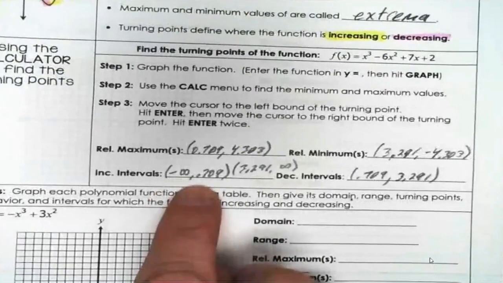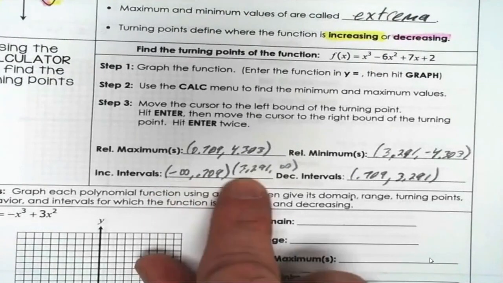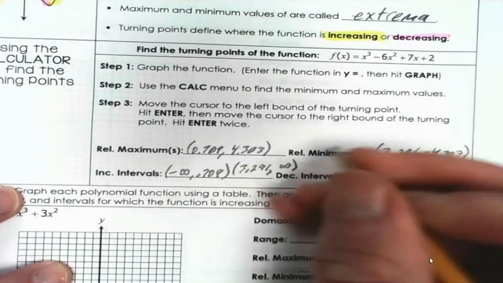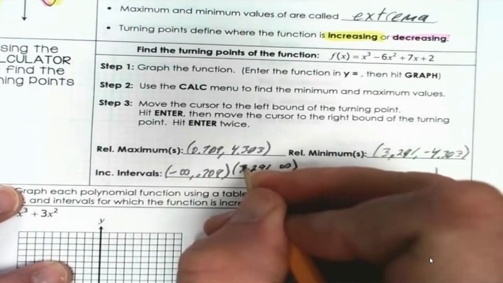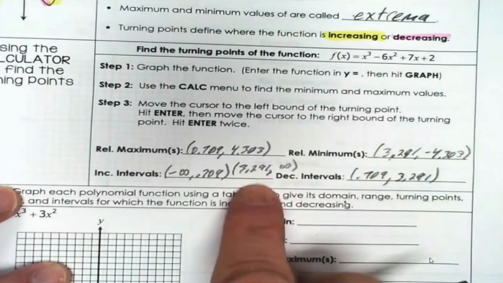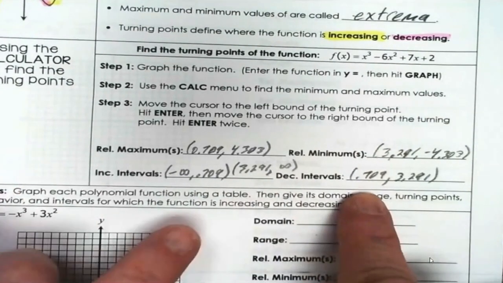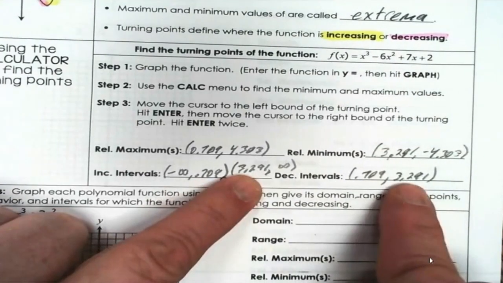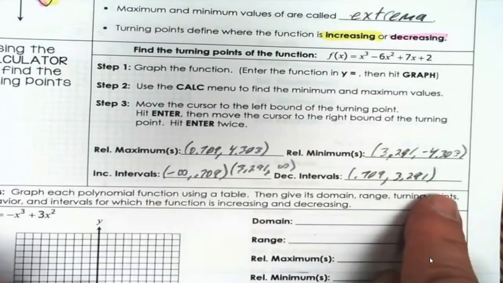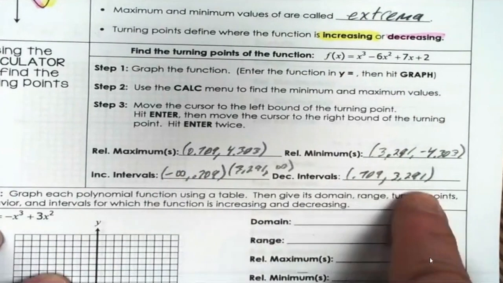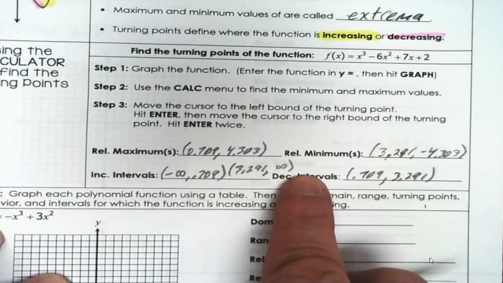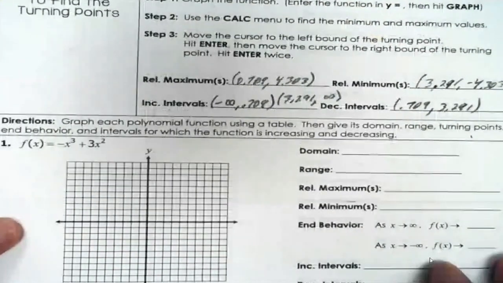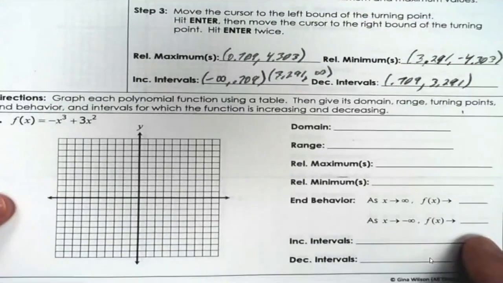So from negative infinity to 0.709, it's increasing. Then it starts increasing again at 3.291 all the way, that's a comma, to infinity. So we put those in parentheses. This interval is in between there from 0.709 till it gets up to 3.291. In that interval, it's decreasing. So it goes up, and it goes down, and it goes up more forever. So that's how we write increasing and decreasing intervals.